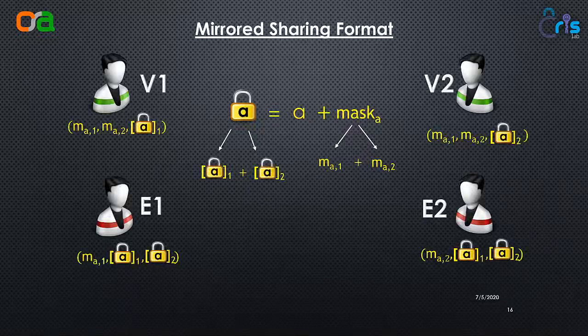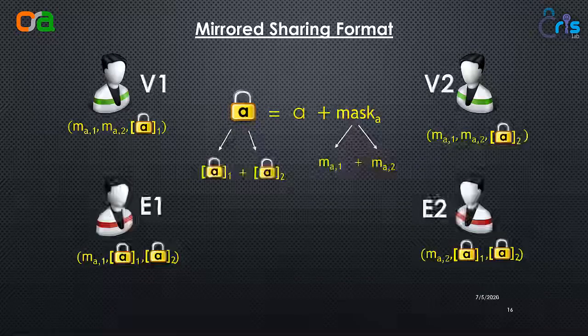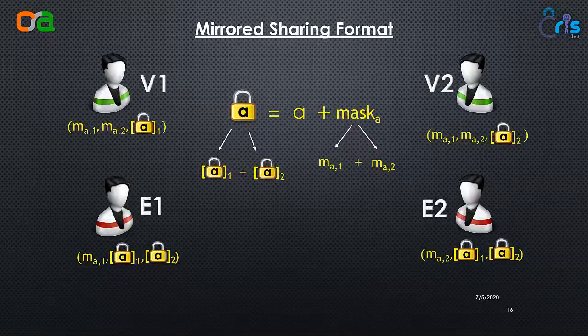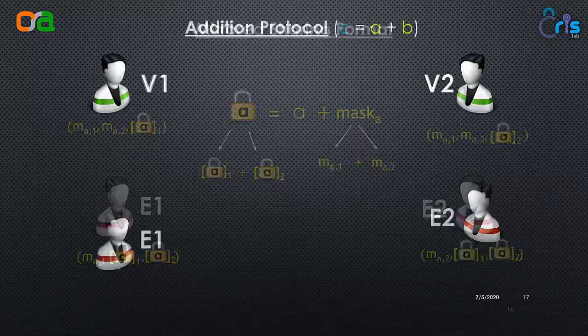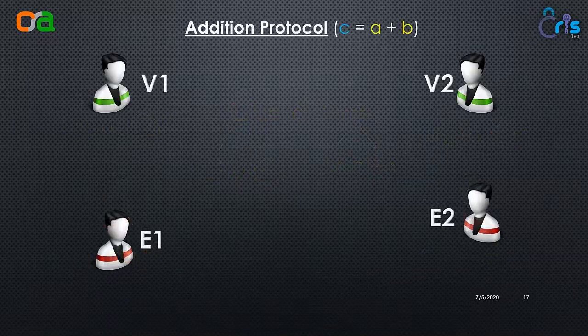So that MA2 is actually present with the rest of the 3 parties. So if any 2 parties, let's say E1 and E2, came together, then they could together construct back the underlying value A. This helps us later when we explain how guaranteed output delivery comes. So now let's come to the addition protocol.